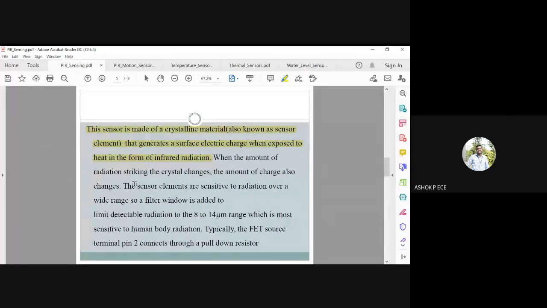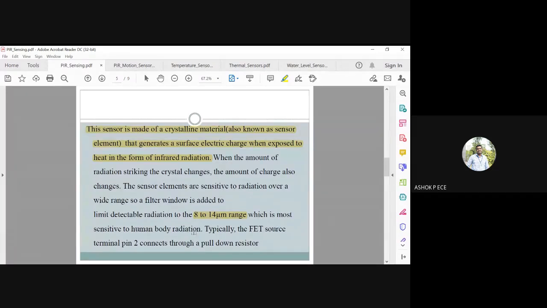The sensor elements are very sensitive, so they can detect from 8 to 14 micrometer range, which is the most sensitive region for human body radiation. So if we add a filter which will allow only the signals from 8 to 14 micrometers, then I can exclusively use that sensor for detecting human presence alone. Okay, and definitely you will have an amplifier.